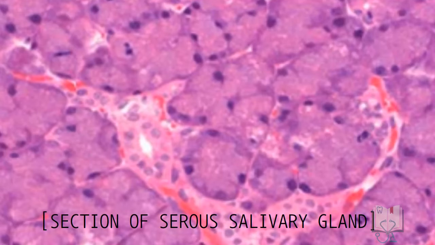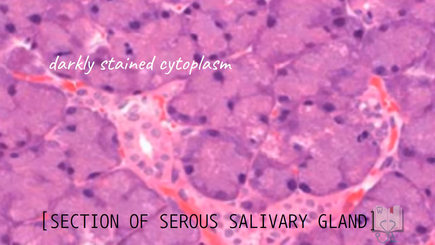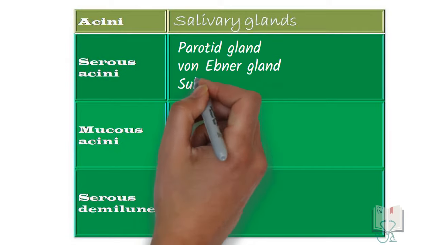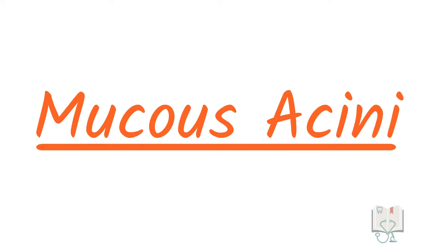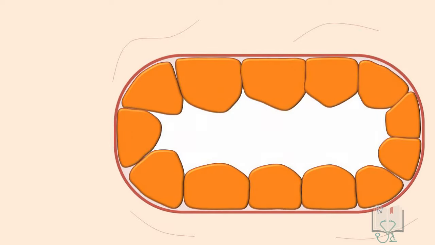During routine staining, these granules take up stain strongly, making the cytoplasm appear dark. Serous acini are seen in parotid glands, von Ebner glands, and submandibular gland. Next, mucous acini. Mucous acini are usually tubular in shape. On looking inside, we see 10 to 16 mucous cells.